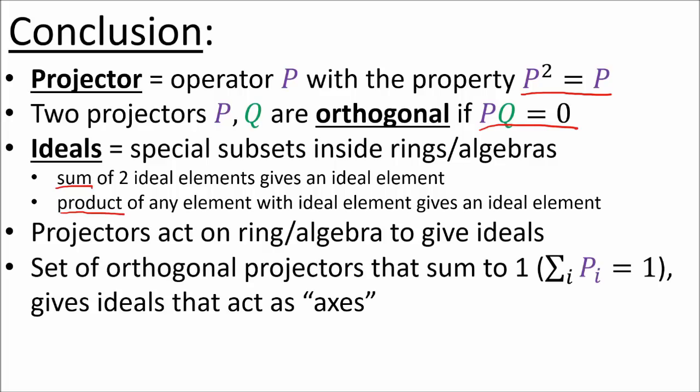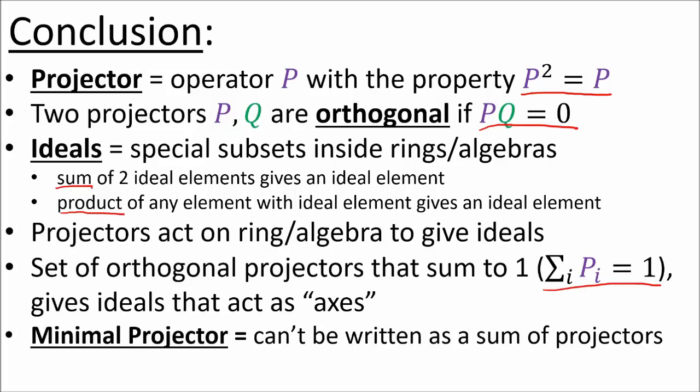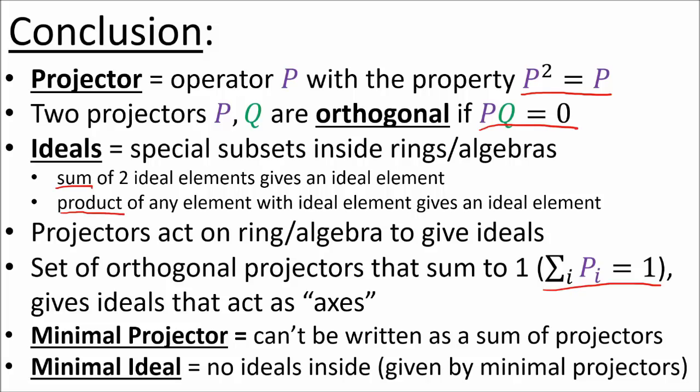When we have a set of orthogonal projectors that all sum to 1, the resulting ideals act like a set of axes for our ring or algebra. They break up the ring or algebra into its most basic components. Adding elements together from different ideals gives us more general members of the ring or algebra. Finally, minimal projectors are projectors that cannot be written as a sum of other projectors. These correspond to minimal ideals, which have no ideal subsets inside of them.